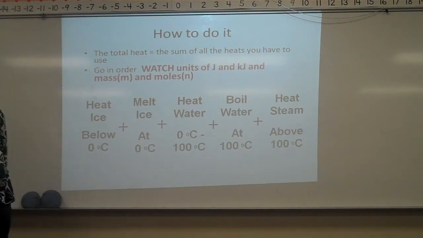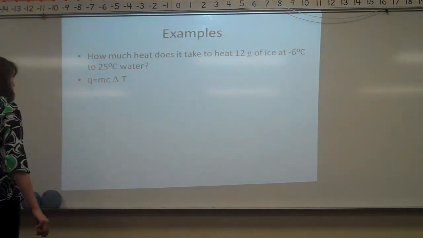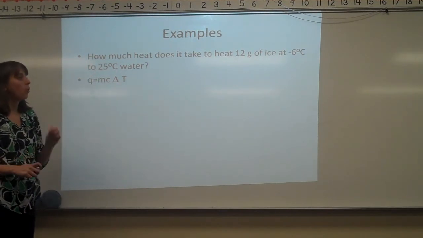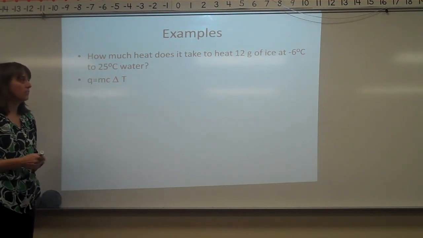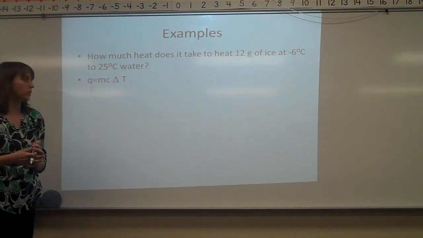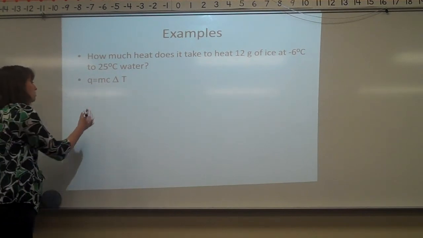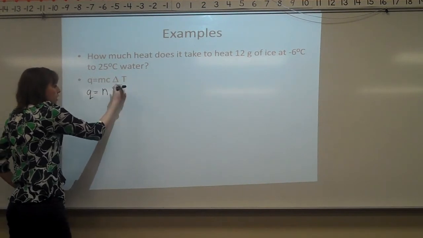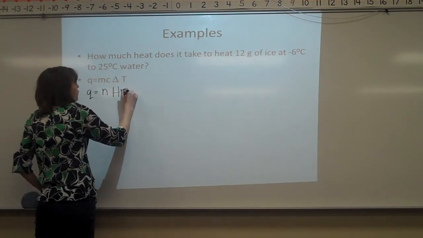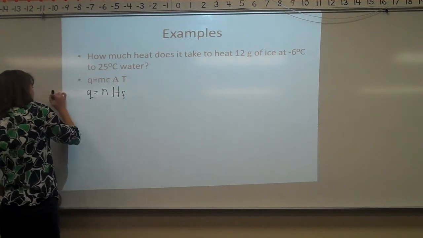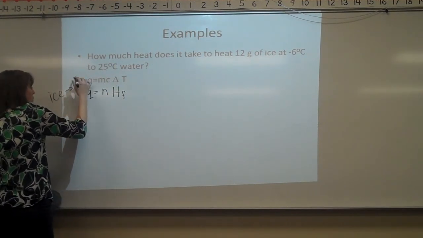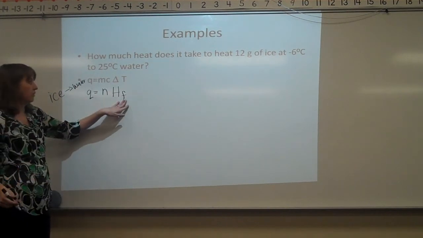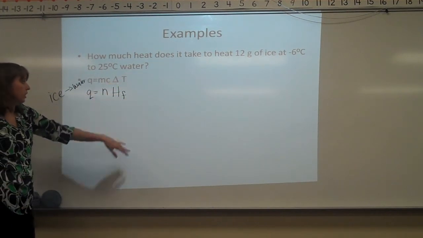All right, our first example, an only example right now, is: how much heat does it take to heat 12 grams of ice at -6 degrees Celsius to 25 degrees Celsius? This is one of the equations we're going to use. We're also going to use Q equals the number of moles times our heat of fusion, because we're trying to go from ice to water, so a solid to a liquid. That's why we're going to use the heat of fusion. We're going to have to add these two together.